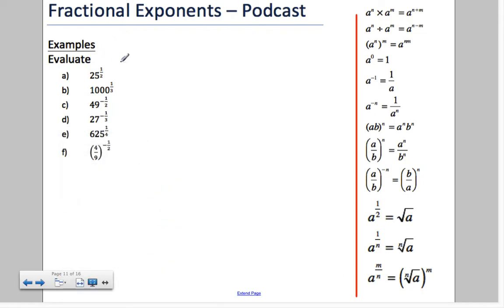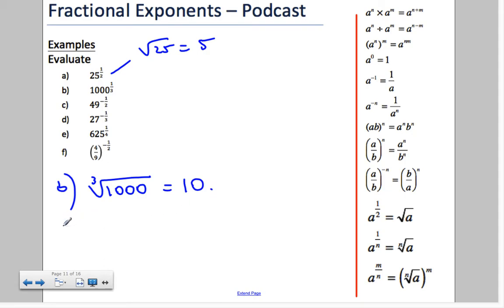Good. Here are my rules. Whenever I've got to the power of a half, it's going to be a square root. Whenever I've got to the power of, let's say, a quarter or a third, it's going to be the fourth or the third root. So, 25 to the power of a half is going to be the square root of 25, which is 5. B, I'm looking for 1,000 to the power of a third, so that's the cube root of 1,000. What number multiplied by itself 3 times is 1,000? The answer is 10.